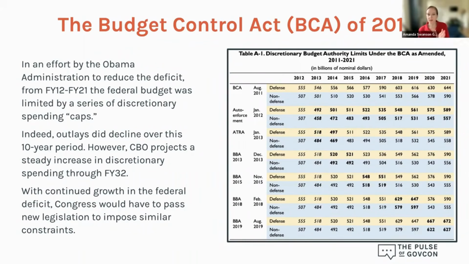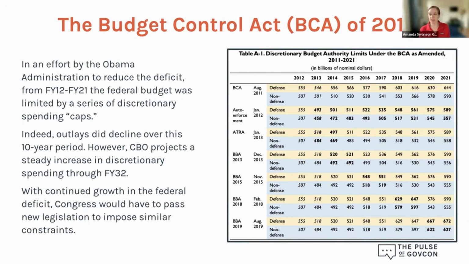You'll see the table on the right shows several updates that occurred that shifted these caps. So the bold numbers are the ones that were adjusted with each subsequent piece of legislation. Outlays did decline over the 10-year period. So in some ways, this was effective. However, this is no longer in play. So Congress is not dealing with these sorts of caps when they're going through the budget process as of now.